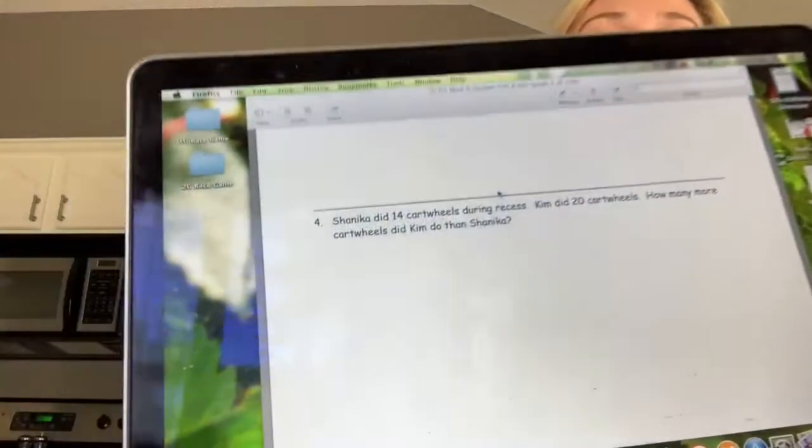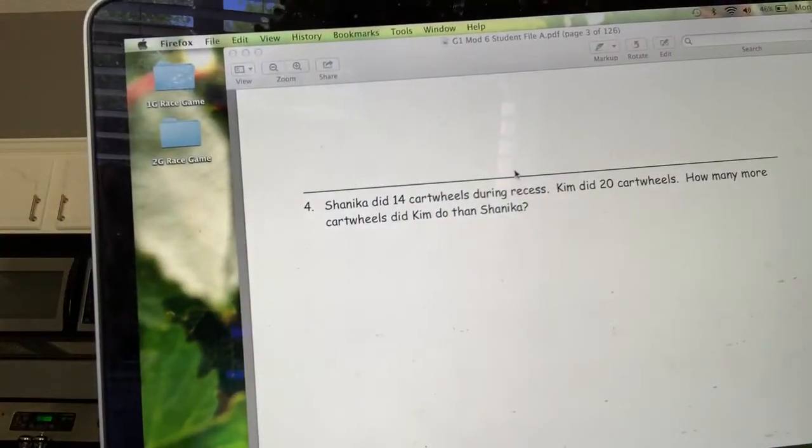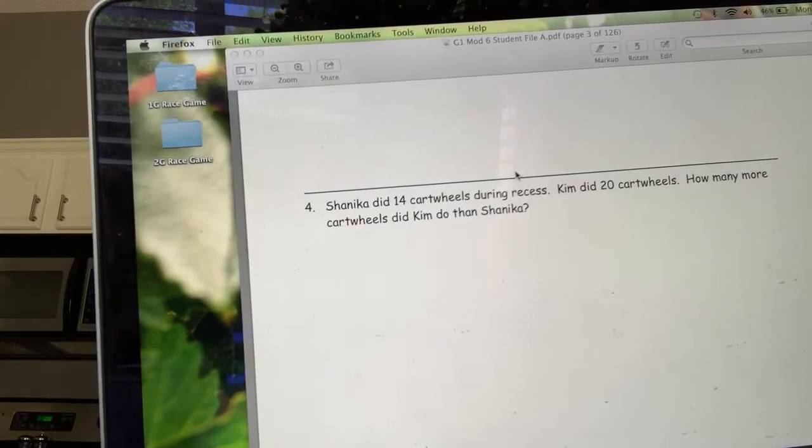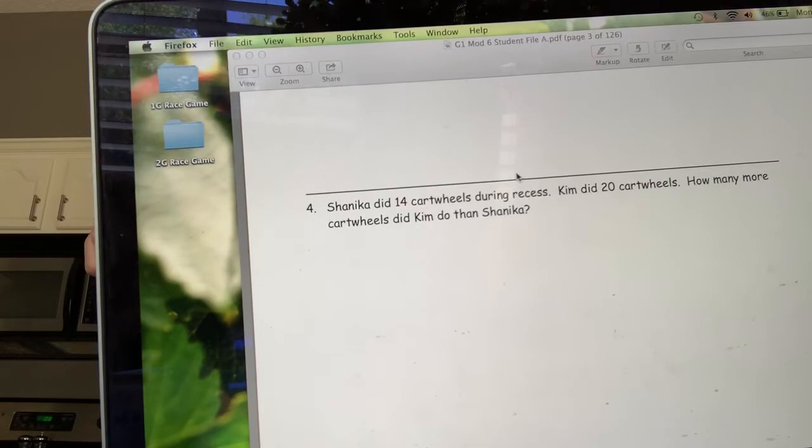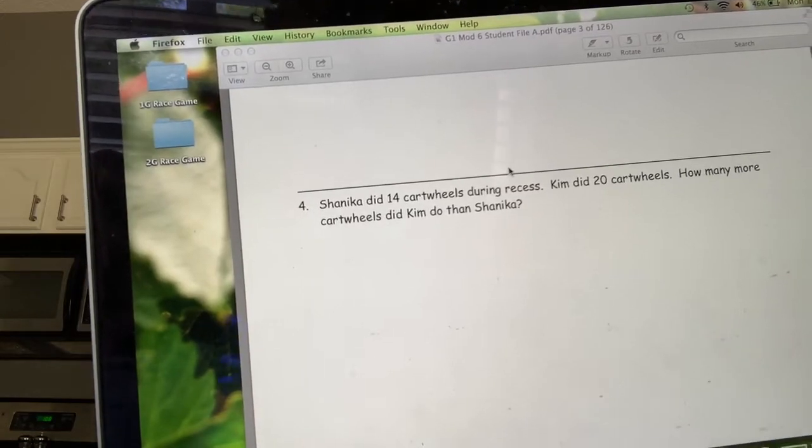Okay, last one for practice today. I'm going to pause a little bit so you guys can answer as we're doing it, but here's our problem. Shanika did 14 cartwheels during recess. Remember, if you don't know her name, just say S. Kim did 20 cartwheels. How many more cartwheels did Kim do than Shanika?